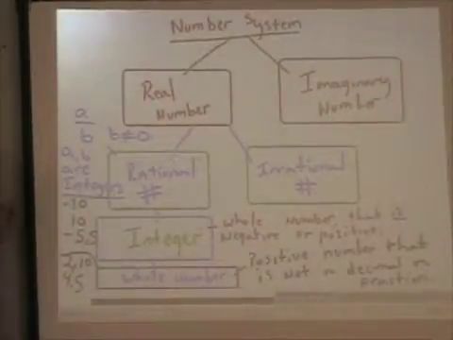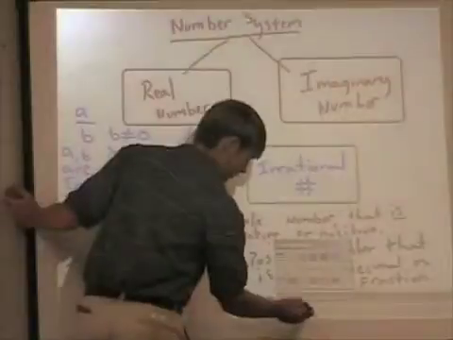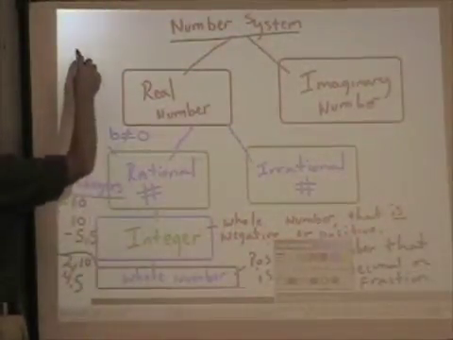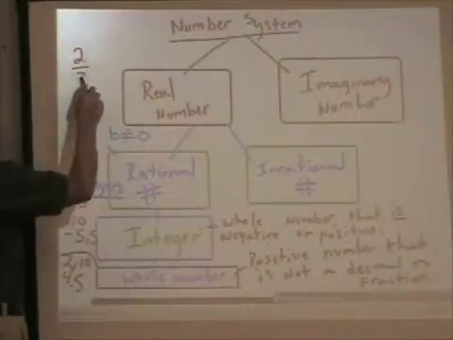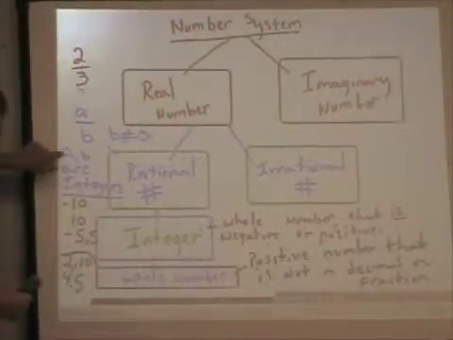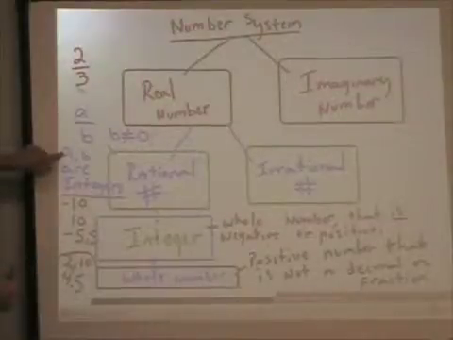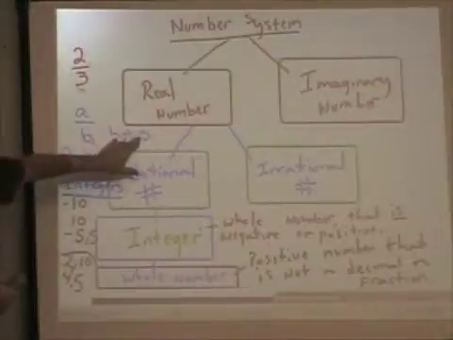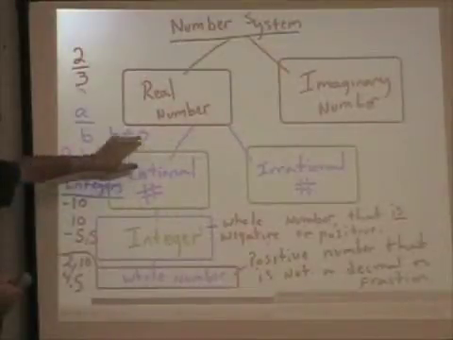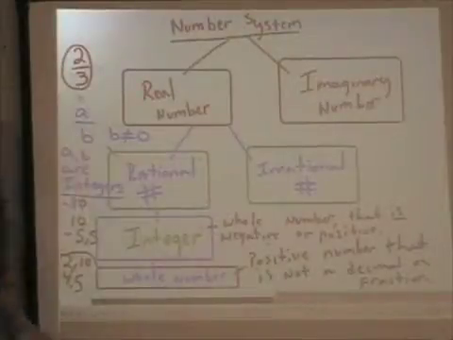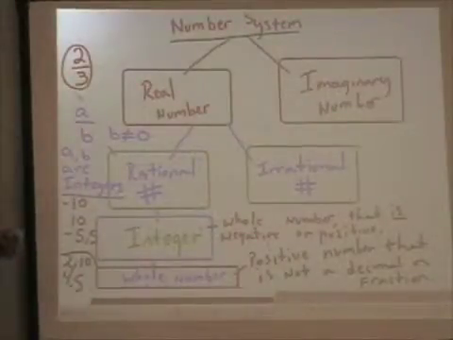Now, I'm going to give you an example of a rational number. 2 over 3. Now, does this follow our rules? Is A an integer? Yes, sir. Is B an integer? Yes, sir. So, these are true. Does B equal 0? No. So, this is a rational number.